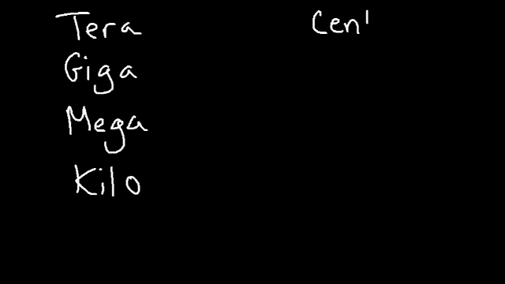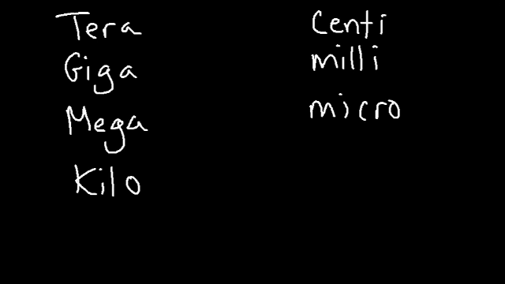So let's briefly review the metric system. So we're going to talk about prefixes such as tera, giga, mega, kilo, and then there's centi, milli, micro, nano, and pico. These are the most common ones that you should encounter.